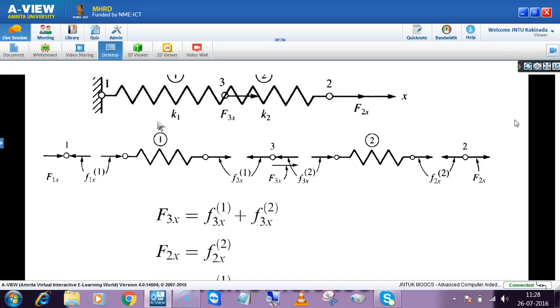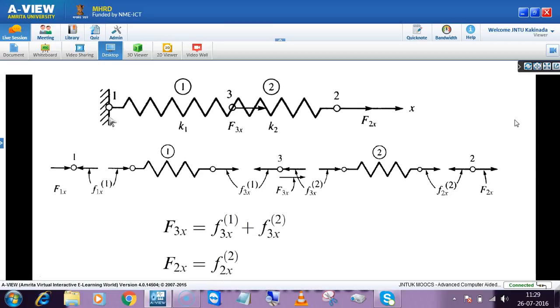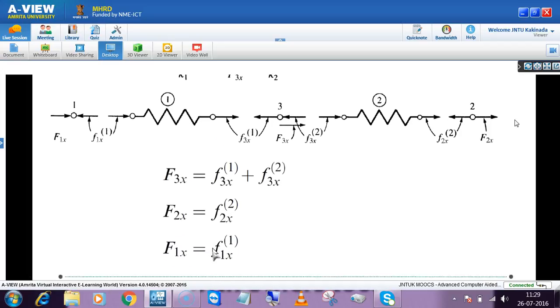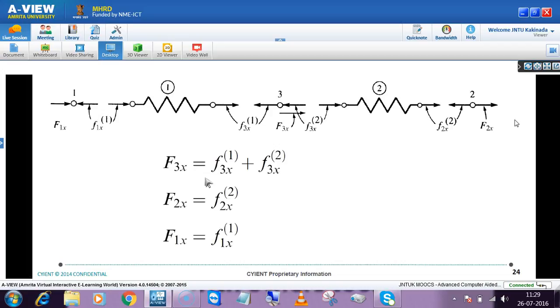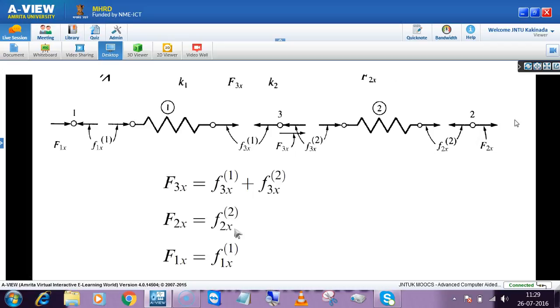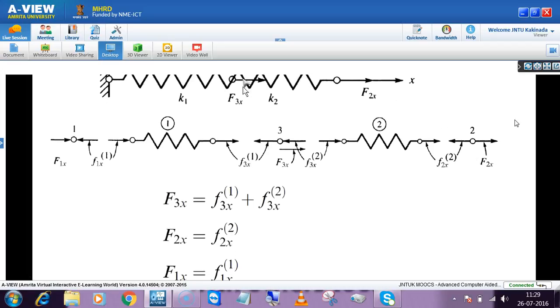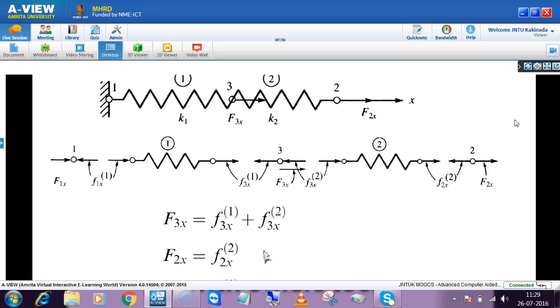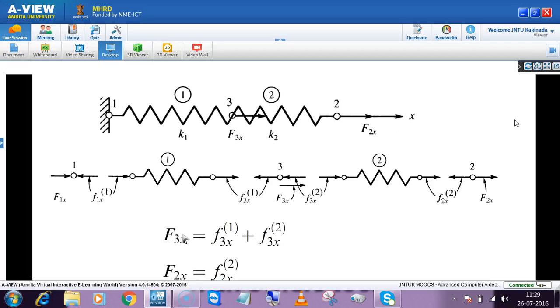Now coming to the forces, how we can club them here. At node 1, F1x is whatever force we have considered coming from node 1. Similarly, F2x is nodal force at node 2, F2x of element 2. But F3x is the summation of the nodal load coming from element 1 and the load coming from element 2. So this is to understand the forces acting in the spring.